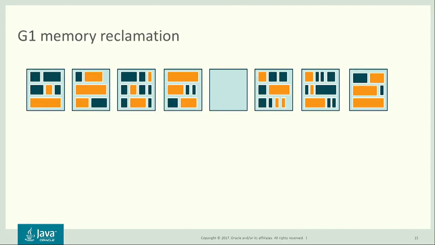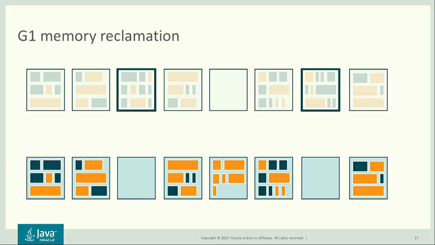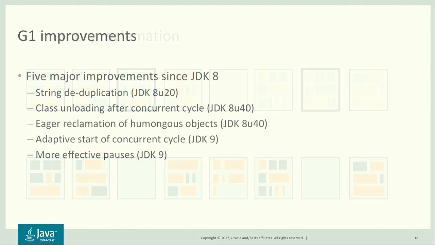As G1 begins a collection, it needs at least one empty region to move live objects into. A set of regions is selected based on heuristics such as the amount of live data, how much of the heap is free, and the pause target. The live objects from the selected regions are moved into the empty region, freeing the memory from the original regions. The heap is now more compact.